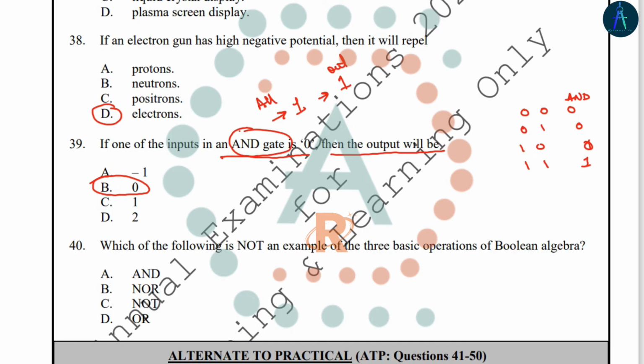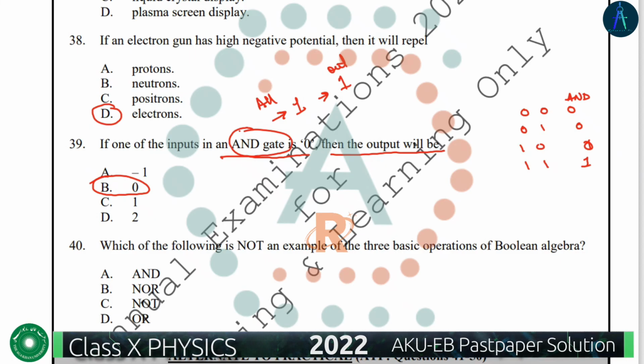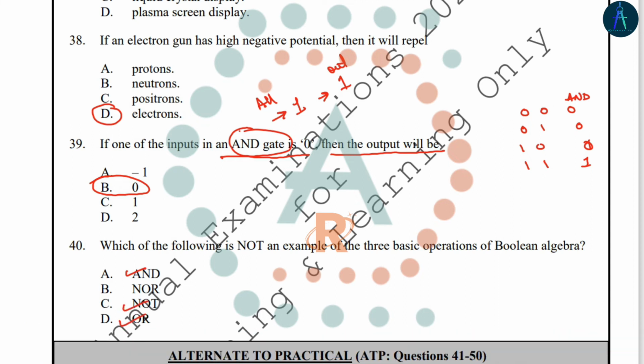Which of the following is not an example of the three basic operations of Boolean algebra? So the basic operations in Boolean algebra are AND operation, NOT operation, and OR operation. So NOR is not considered a basic operation, rather it is a combination of NOT operation and OR operation.